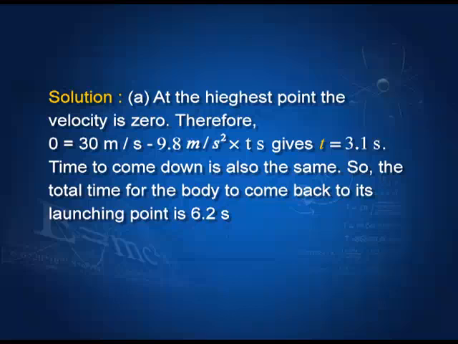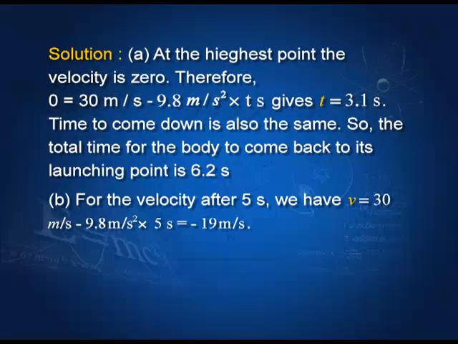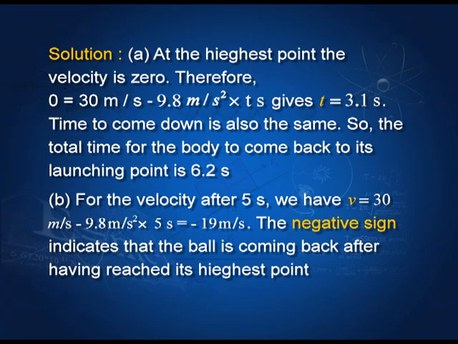So, 0, then we use the equation v equals u minus g t, and we get the time is 3.1 seconds. And as we have discussed earlier, time to come down is also the same. For the velocity after 5 seconds, we again use v equals u minus g t, and we get the velocity as minus 19 meters per second. Why minus? The negative sign indicates that the ball is coming back after having reached the highest point.